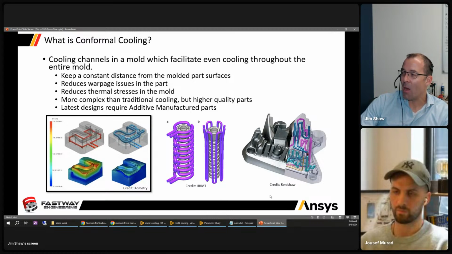Now, taking that one step further, because this middle picture is kind of boring geometry, this is the extreme. And Renishaw, which of course is one of the leaders in additive manufacturing, metal additive, right? Here's an example. Here we've got a cutaway, very, very complex mold. Perhaps this is a family mold.